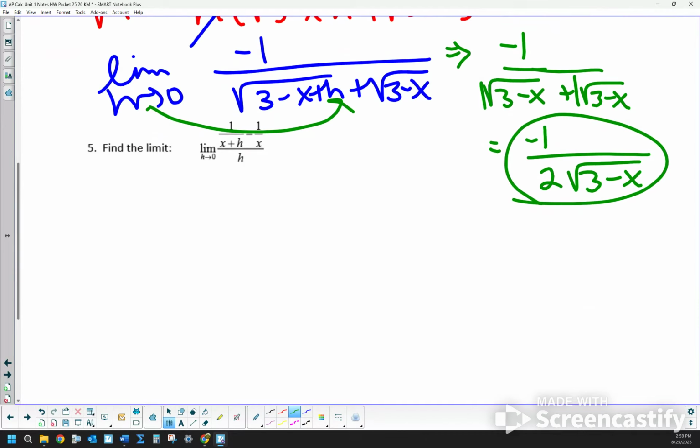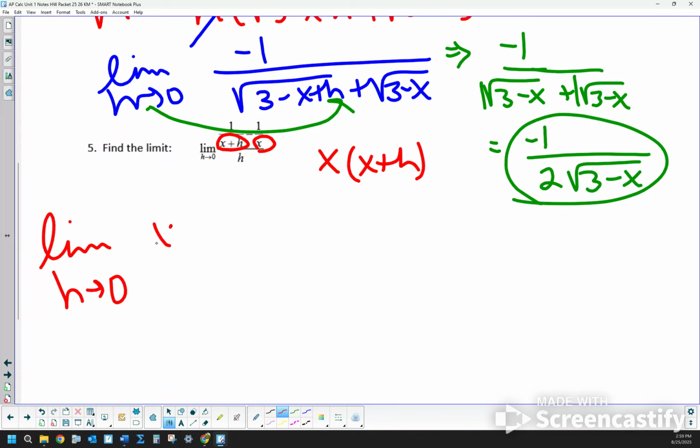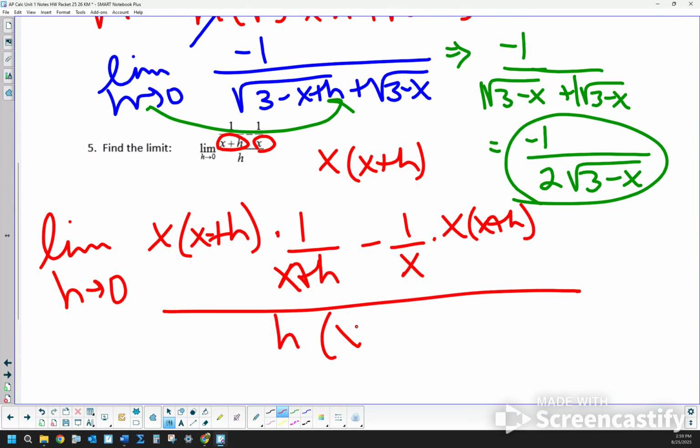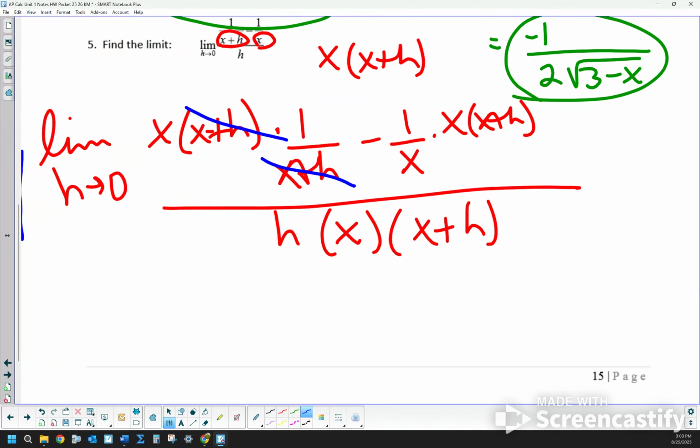Okay, and the last one here is your common denominator. So if you notice, your common denominator is going to be x times x plus h. And so I'm going to take each fraction and multiply it by this common denominator to simplify this. Minus 1 over x times x plus h all over h times also the common denominator. And then we can go ahead and cancel and simplify. Okay. So x, this cancels. I just need to distribute the negative.